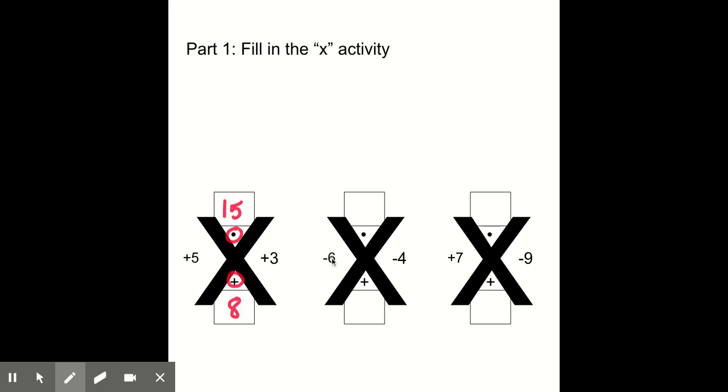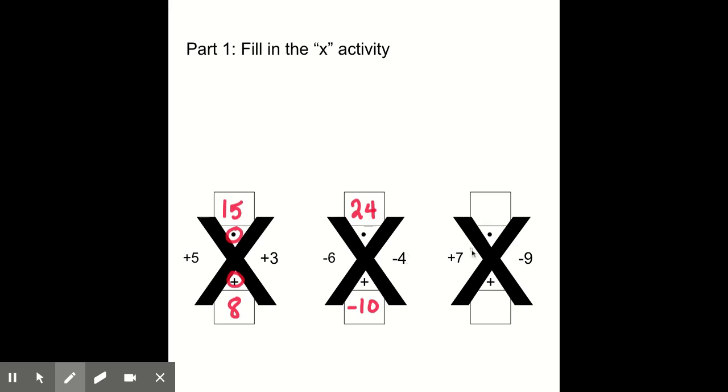So for the next one, negative 6 times negative 4, a negative times a negative is a positive 24. A negative 6 plus a negative 4 is going to give us a negative 10. Now be really careful with adding and subtracting these integers, because I know some people have a tendency to get hung up on that, so be really careful.